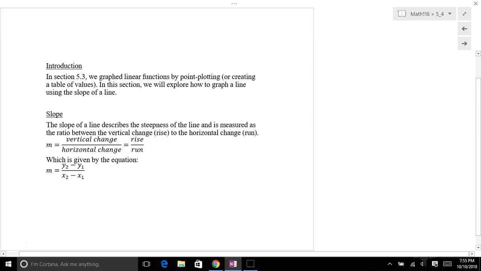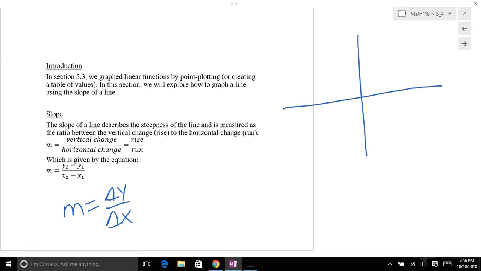So we did that a section ago by point plotting, right? We created the table of values and we picked x values and plugged them in to find the line. Now we're going to talk about the slope of a line, which determines the steepness. The slope of a line is the change in y over the change in x. So it tells you how steep a line is.